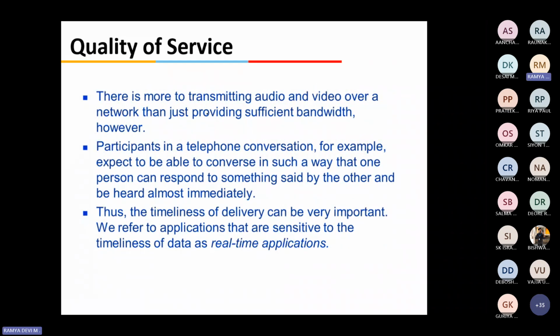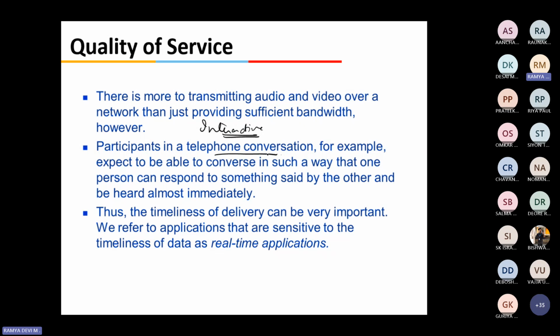Okay, so timeliness and real time applications. While you provide sufficient bandwidth, again there is a problem in transmitting audio and video over the network. So bandwidth is not the only requirement. Multimedia communications require interactive applications, so it demands high data rates. We'll take a telephone conversation as an example. The participants expect to communicate naturally, right?